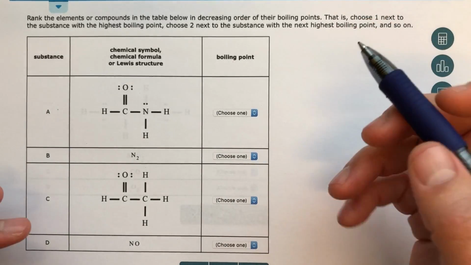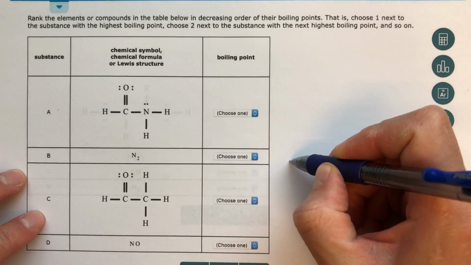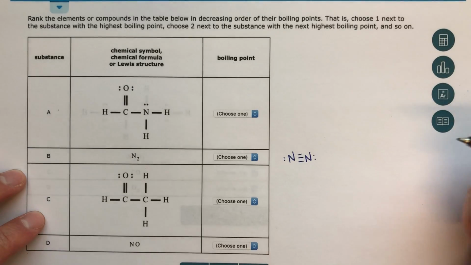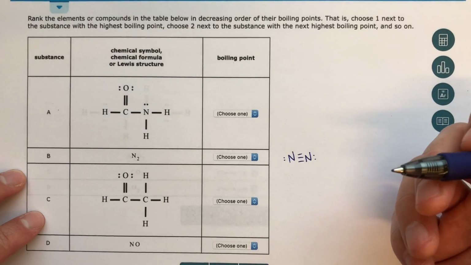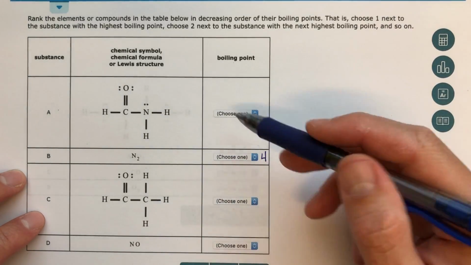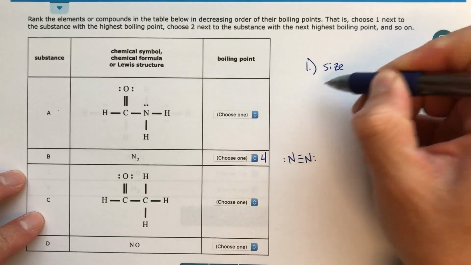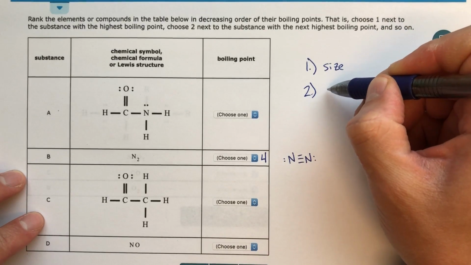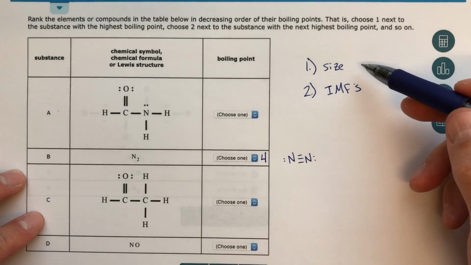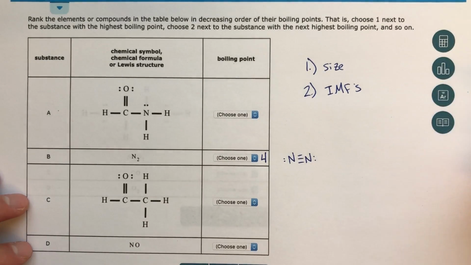The one that I would probably start with is B. So B, N2, I could go ahead and draw a Lewis dot structure for N2. It's nonpolar, it's small, we're only going to have dispersion forces. This is going to be the least stuck together. So when I'm ranking the different things, the things that I'm going to be thinking about, number 1 will be size, and then number 2 will be intermolecular forces, IMFs. The size is really going to be related to the intermolecular forces because of dispersion forces, but that's going to be the first thing that I look at.